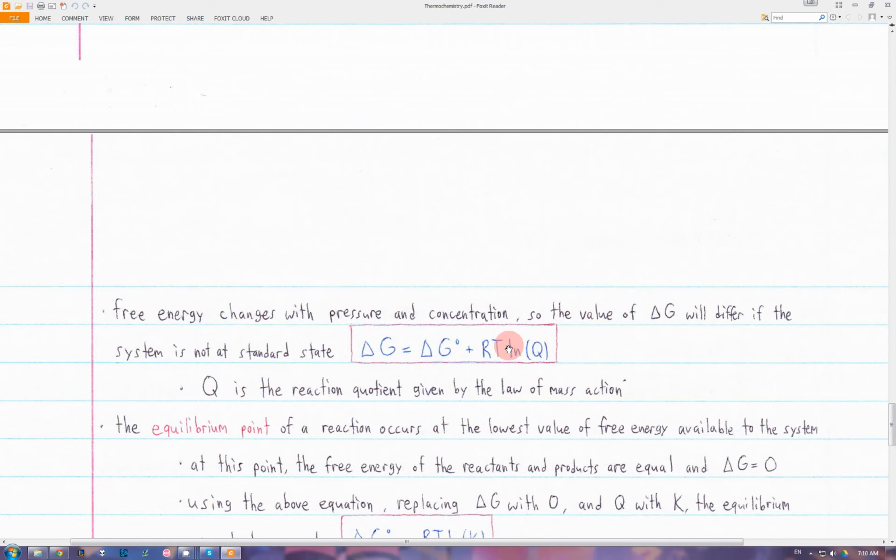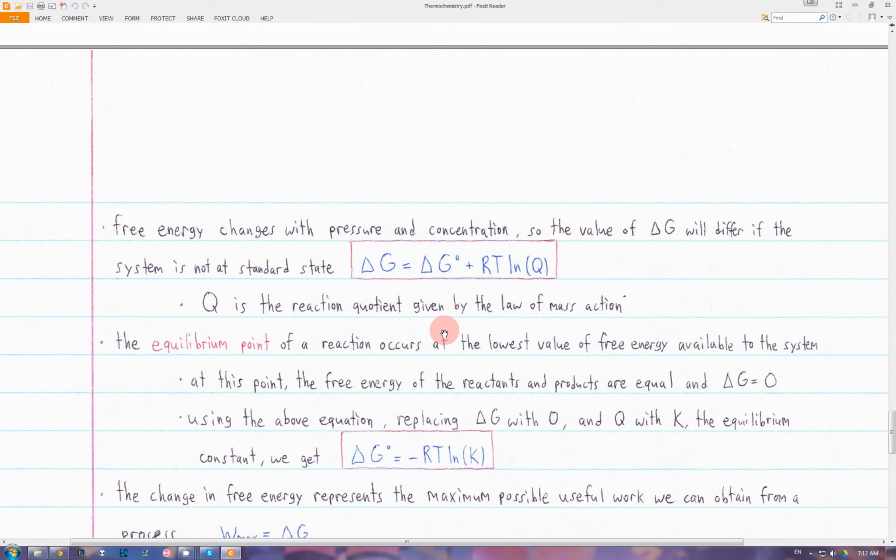So to calculate the value of delta G, we use this formula. The delta G at this new pressure or concentration will equal the regular delta G at standard state plus the gas constant times temperature times ln of Q, where Q is the reaction quotient if you remember back from equilibrium, and that's the concentrations of all the products over the concentrations of all the reactants raised to the exponent of their coefficient. So this formula accounts for the differences in delta G when we're not at the standard state.